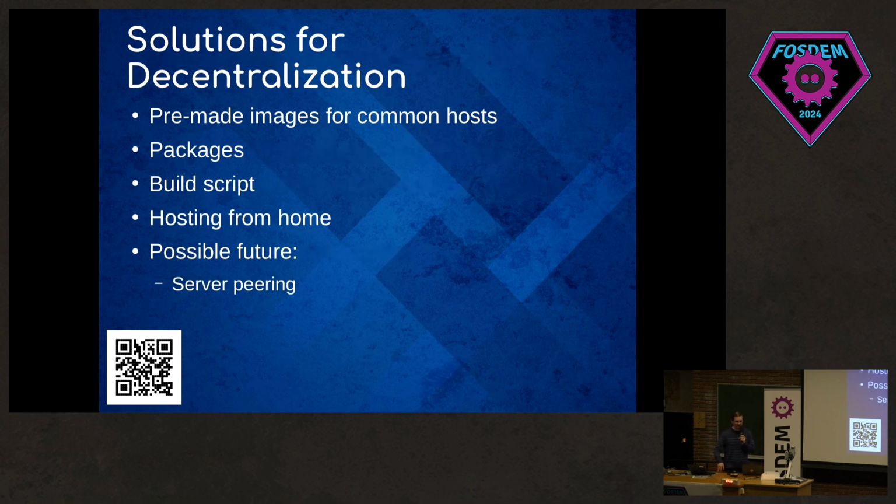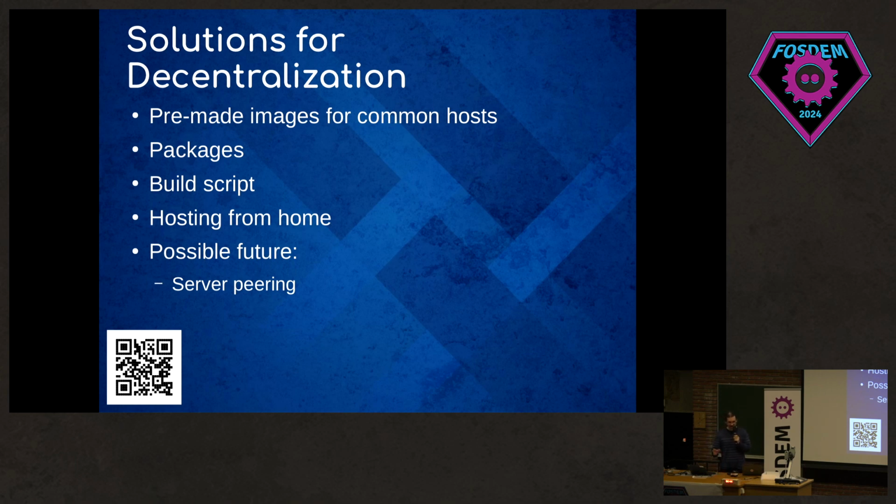All right. How do we make this easier for our users? Prepackaged packages, pre-made images from common hosts. We have a very friendly build script, which you can run on pretty much any Linux distribution and build it from source. This is also intended to make it easier to try experimental developments. You can build any branch or any pull request we have. We support hosting from home so that you don't actually have to deal with a VPS.